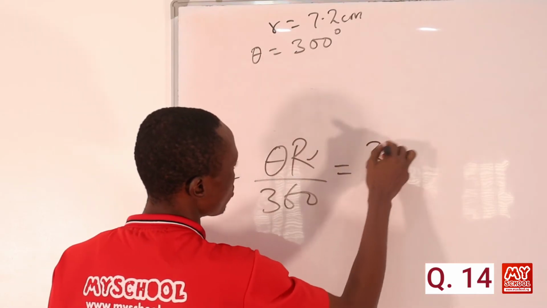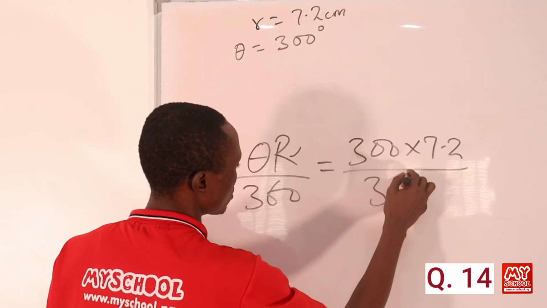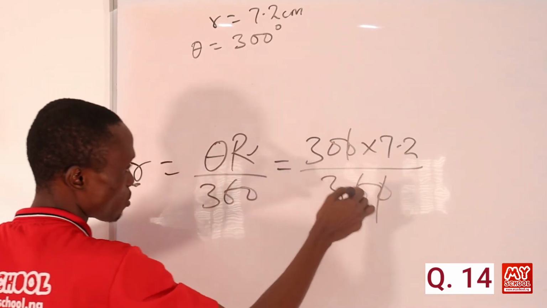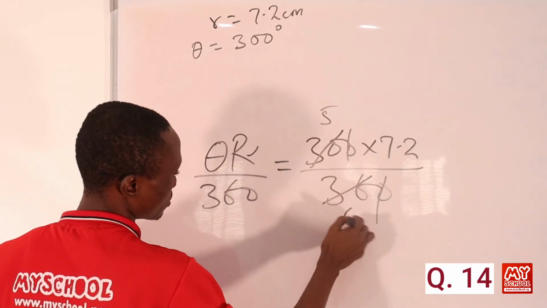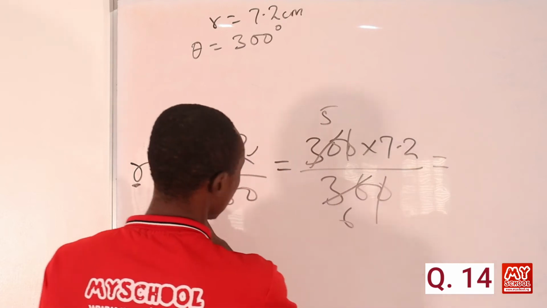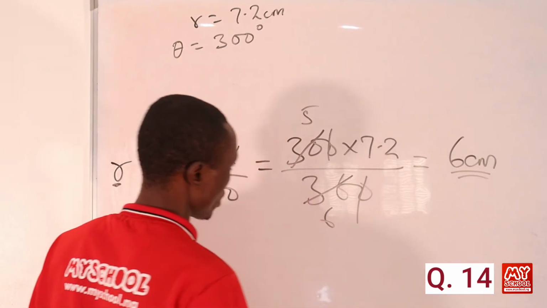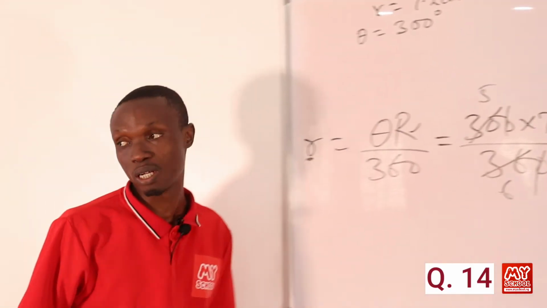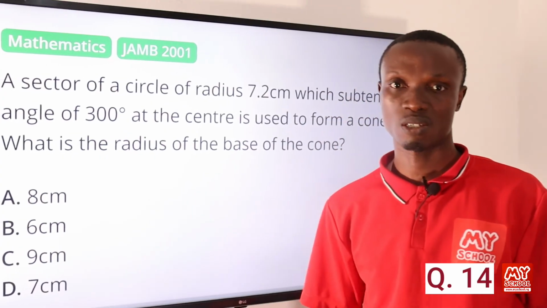So that we'll be having 300 times 7.2 divided by 360. So 0 can take out 0. 6 here is 5, 6 here is 6, right? So if we multiply and divide through, we'll be having that the radius is equal to 6 centimeter. Okay, so let's return back to the screen to pick the correct answer to this question, which is option B, 6 centimeter.